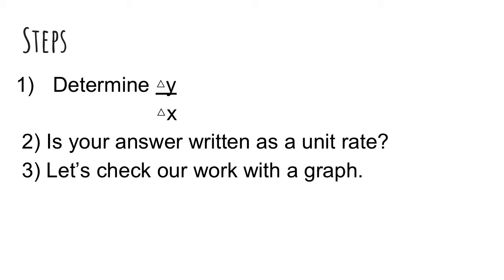Step number 1 says we are going to determine the change. This little triangle right here, that means change. I'm trying to color it in. It's not coloring very well. The change in y as your numerator over the change in x. So that little triangle also means change. Step 2 is your answer written as a unit rate. And step 3, we're going to check our work with a graph.